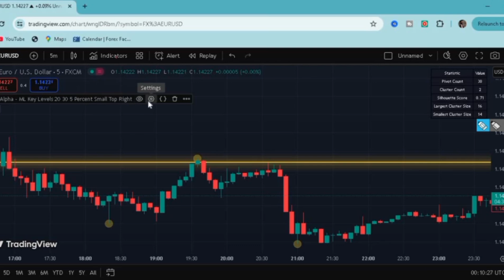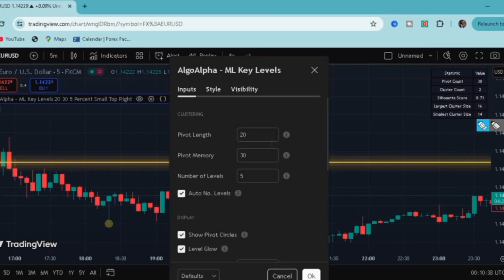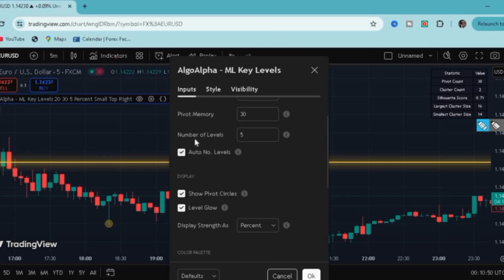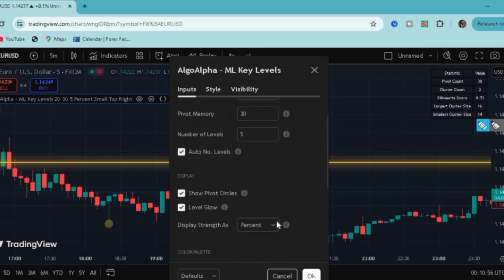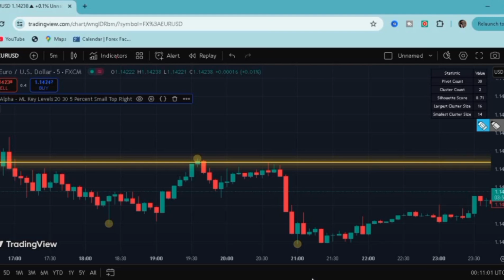You're just going to click on settings, ensure the pivot is 20, the pivot memory is 30, and the number of levels is 5. The rest guys, leave them on default settings. And once you do like that, you click on OK. With that, you're going to see exactly what you really have to see and exactly what I've taught you right in this video.